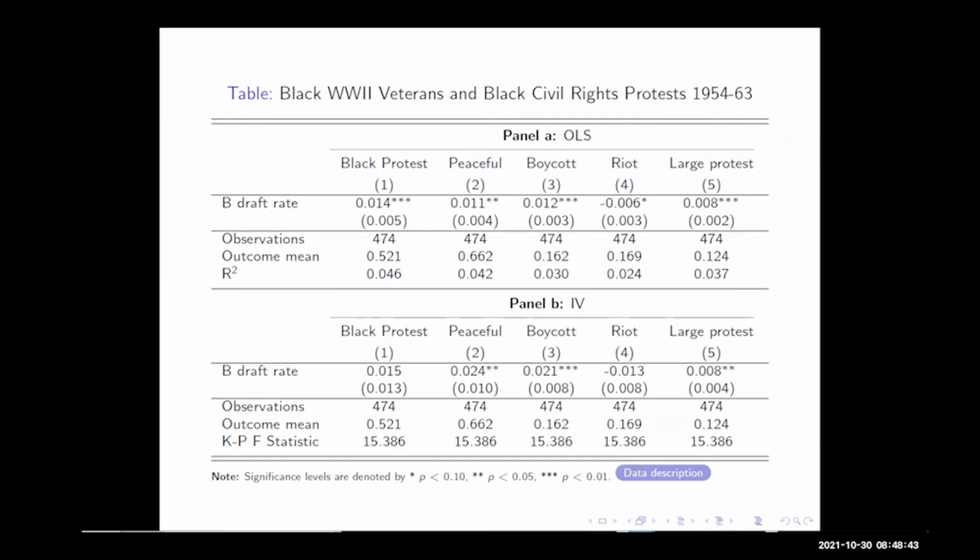So here are different dummy variables at the MSA level, where we regressed a dummy for whether you see a black protest in your MSA on the black draft rate. And you see that as a positive and significant effect. These protests also tend to be more peaceful. They tend to be more often boycotts rather than riots, and they tend to be larger in scale. And also in the IV, we pretty much find the same results, a bit more noisily estimated, which is normal, but it goes in the same direction.